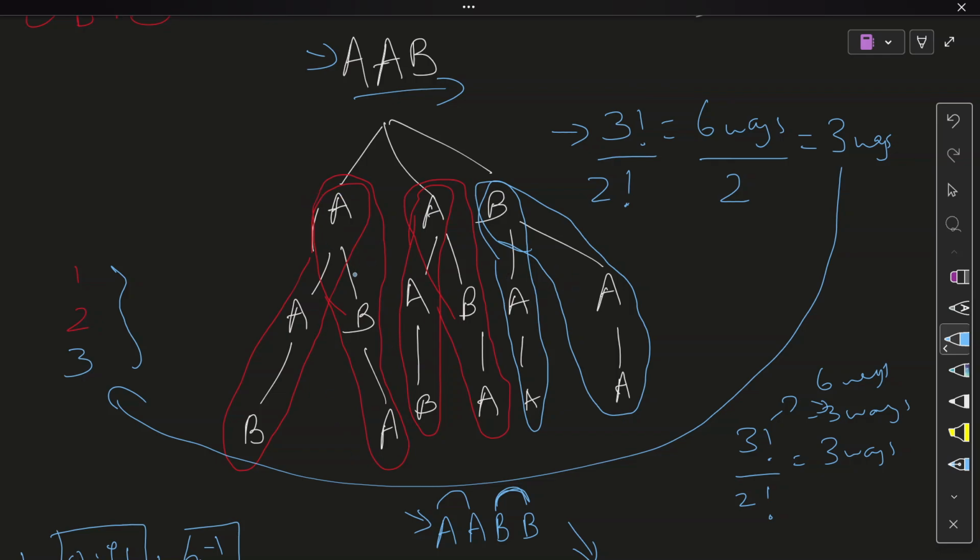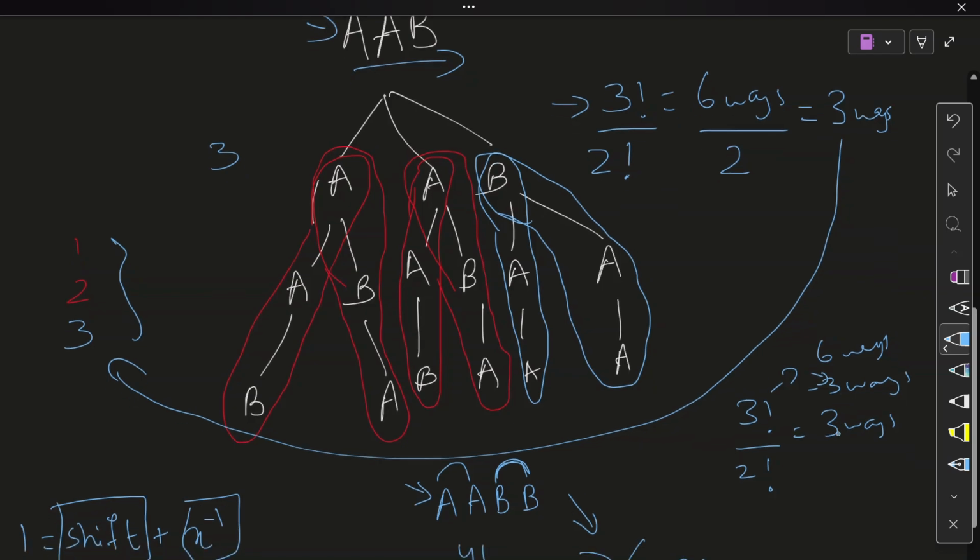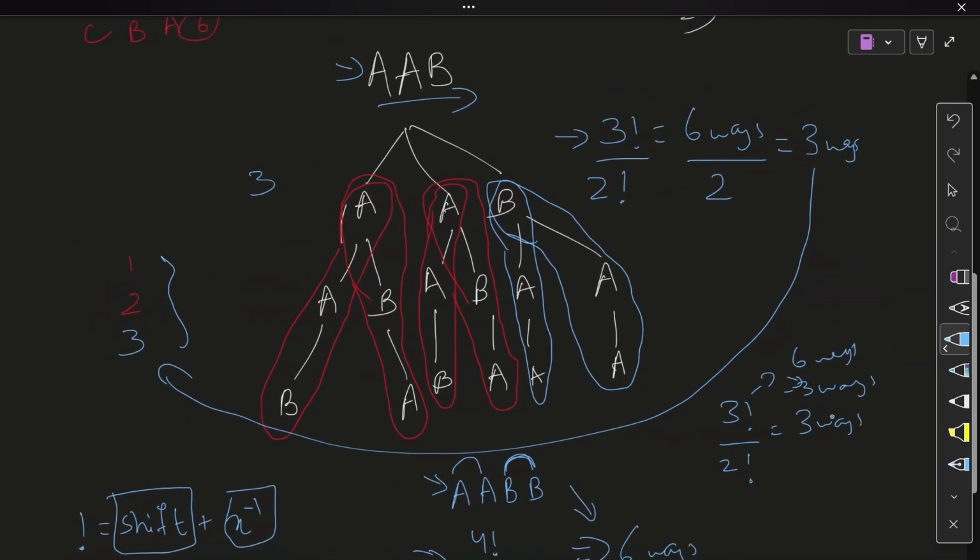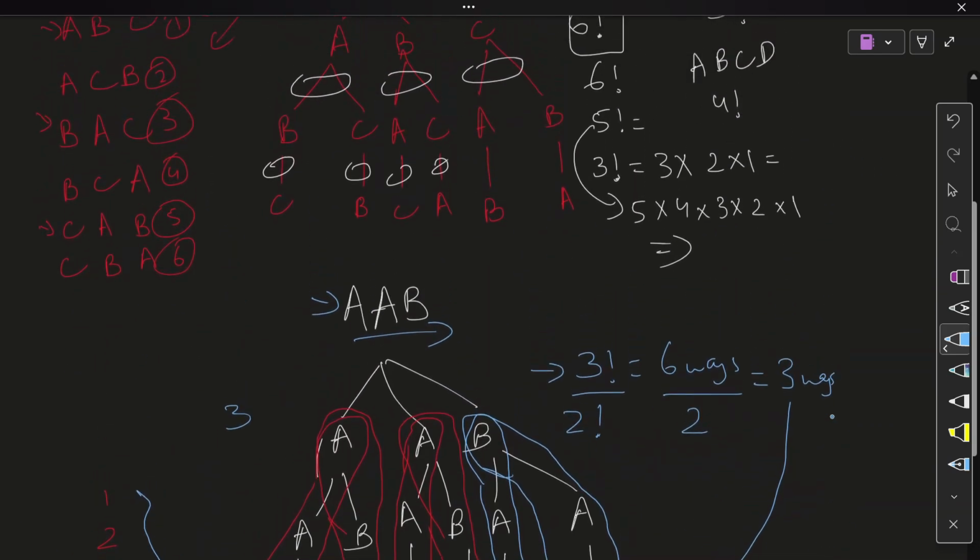ABA goes twice, 1, 1, 2, and that's the third repetition, right? Because AAB was seen twice, ABA was seen twice, and BAA was seen twice. So that's 3 repetitions that had to be removed, and that is what this division is doing. Now this is just the concept of factorial, and just to tickle your brain a little.